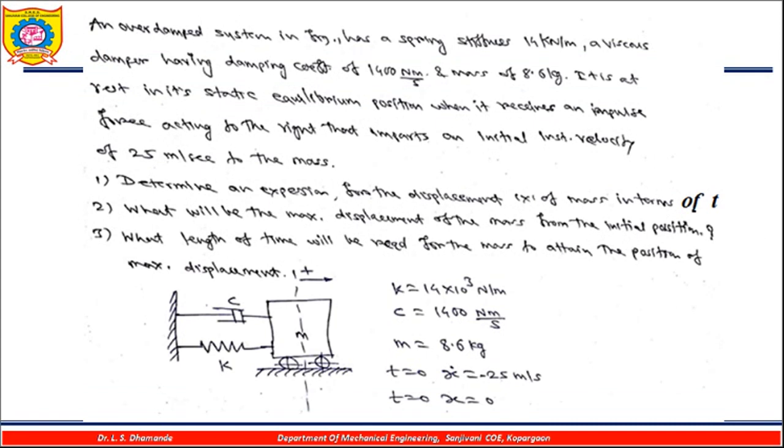It is on an overdamped system which is as shown in figure, and the spring stiffness is specified for this system, that is K, which is 14 kN per meter. Okay, and a viscous damper having damping coefficient of 1400 Newton second per meter, and a mass of 8.6 kg. This M is at rest in its static equilibrium position when it receives an impulse force acting to the right that imparts an initial instantaneous velocity of 25 meter per second to the mass.